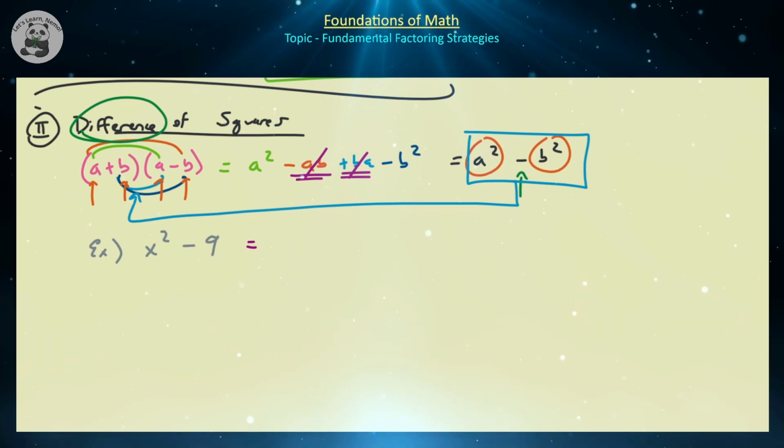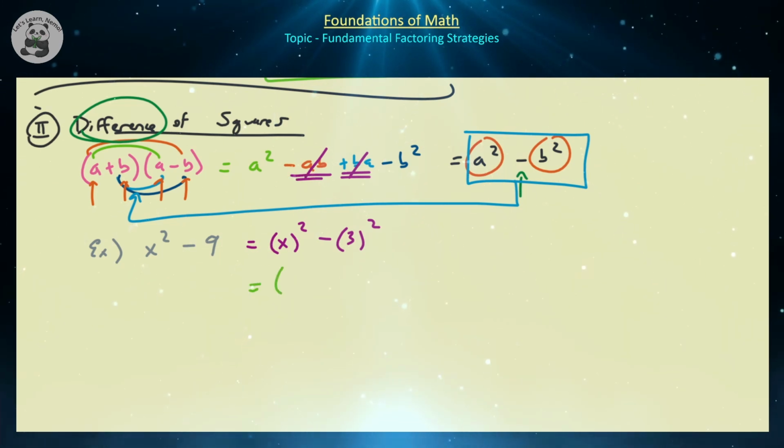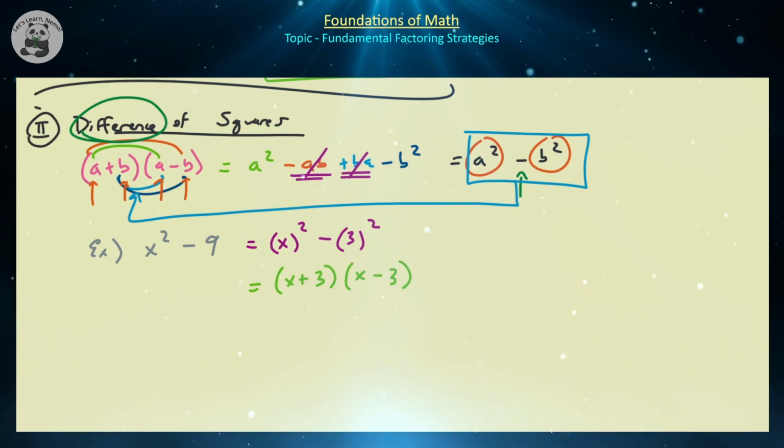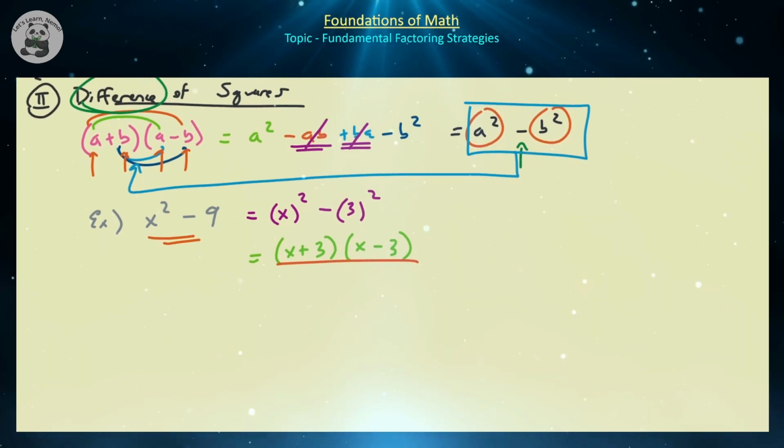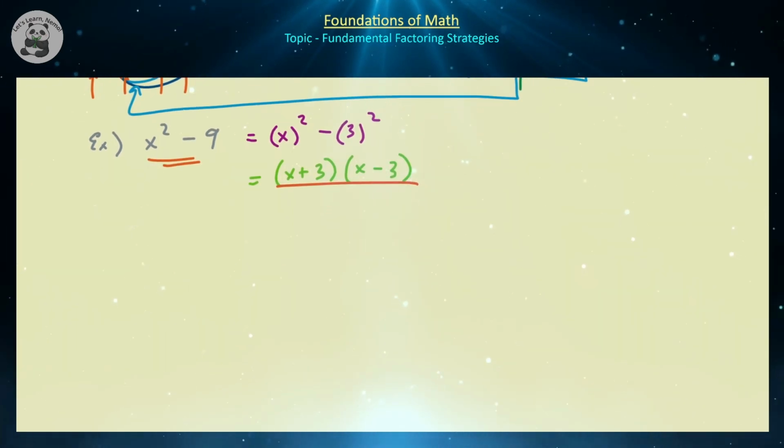But we can notice that this is the same as something squared minus something else squared. So therefore, this is a difference of squares. Therefore, this is going to be equal to x plus 3 times x minus 3. And you can FOIL or distribute that out and verify that it's going to give you x squared minus 9. So we've turned this quadratic expression into a product of linear expressions.